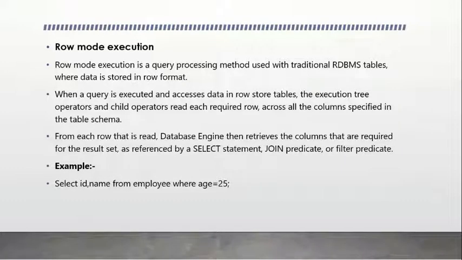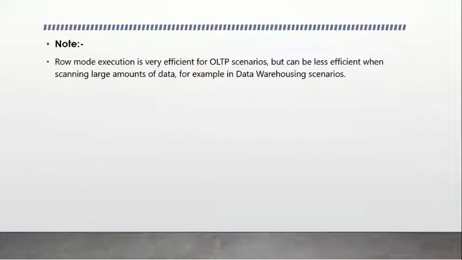When a query is executed and accesses data in row stored tables, the execution tree operators and child operators read each required row across the columns specified in the table schema, and from each row that is read, the database engine retrieves the columns that are required for the result set, which are referenced by the select statement, join predicate, or filter predicate. Let's say, for example, we have an employee table, and from that table we want the employee ID and name whose age is 25. So, in row mode execution, every row is scanned, and for the rows which match age 25, their ID and name are fetched.